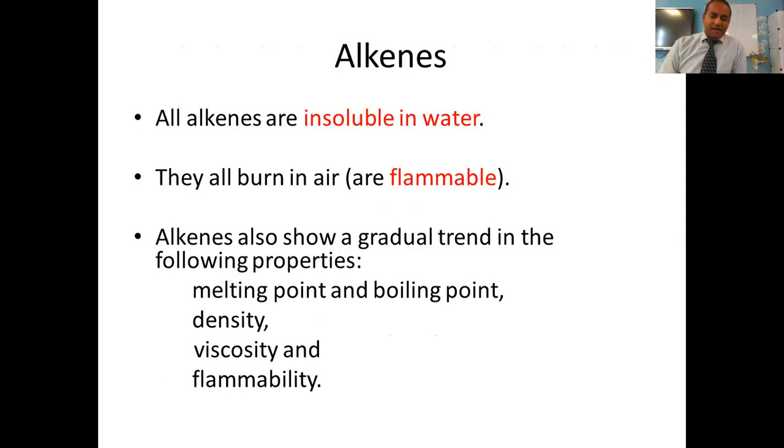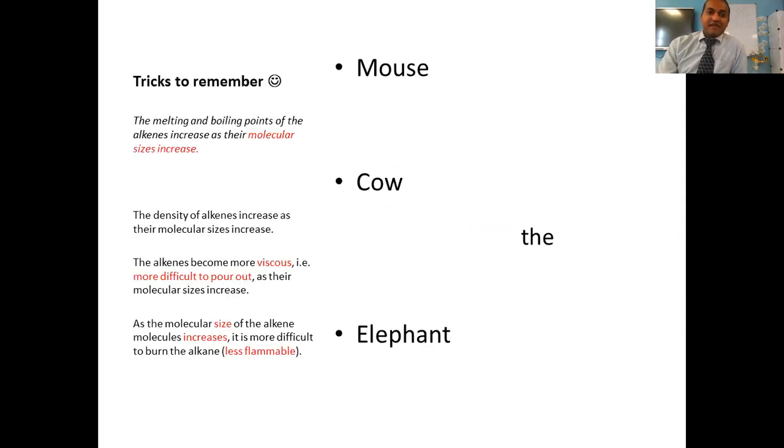If you can remember how we learned in the previous lesson, how to remember all of these points in one shot. If you remember my tricks, the melting and boiling point of the alkene increases as the molecular size increases. The density of alkene increases as the molecular size increases. The alkene becomes more viscous, more difficult to pour out, as the molecular size increases. As the molecular size of the alkene molecule increases, it is more difficult to burn this alkene.